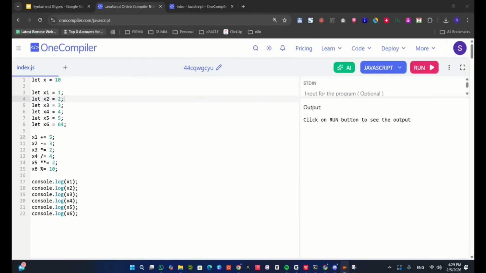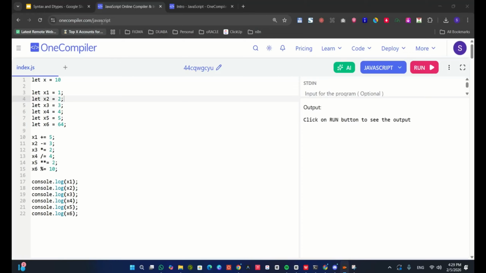In this example, we have created a variable x and we've assigned it 10. We've also created 6 other variables, x1, x2, x3, x4, x5, and x6. And we've assigned them 1, 2, 3, 4, 5, and 64.